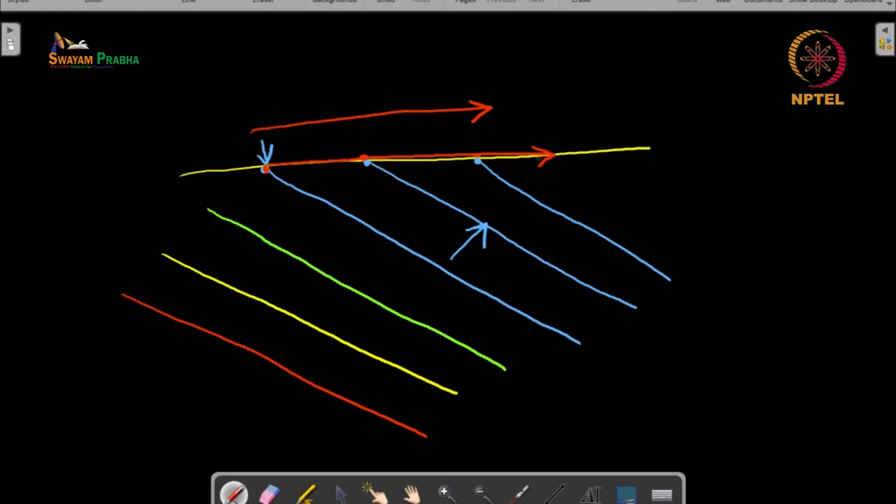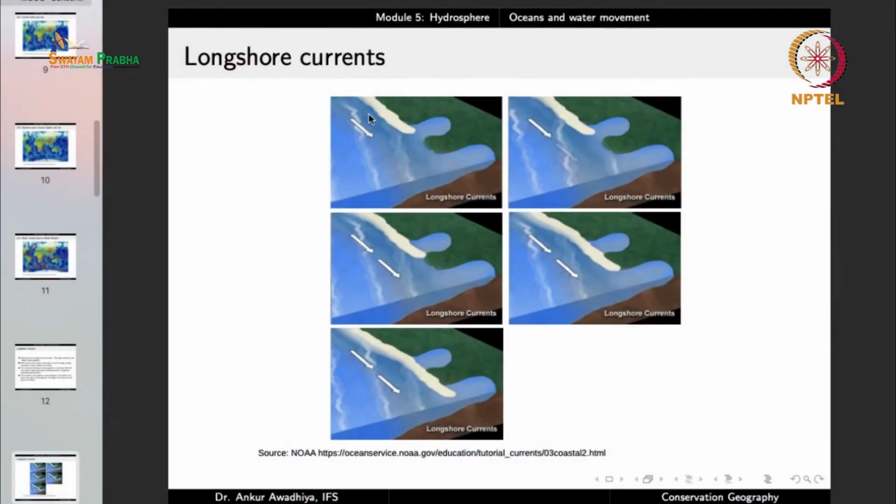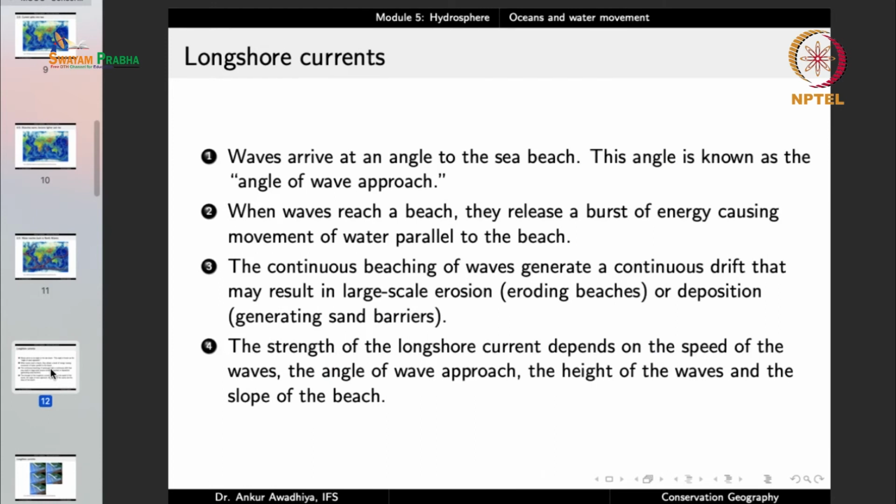And when that happens, water starts to move, and water will follow the shape of the beach. The water will be moving parallel to the beach. So in this case, when the waves are hitting at an angle, we get a movement of water that is like this. So you get a continuous movement of water parallel to the beach, and this is the longshore current. Now when the water is moving, it may result in erosion, or it may result in deposition. So what is the water going to erode? The water is going to erode the sand that is there on the beach.